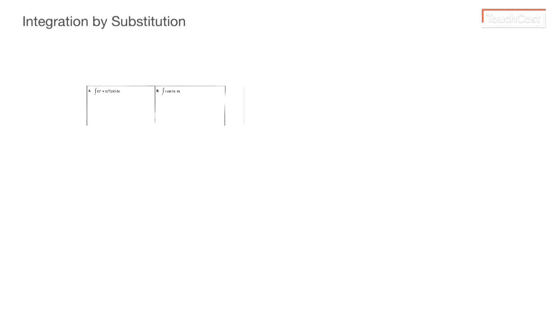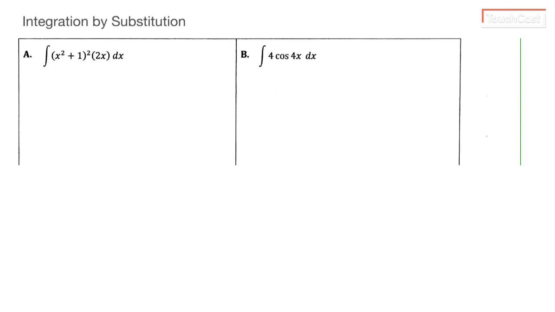So our first set of examples, A and B here. We're going to focus first on A. Now when I look at this problem, the integral of x squared plus 1 quantity squared times 2x dx, I'm going to say I know u can be whatever I have here in the parentheses, because if I take the derivative of x squared plus 1, if I find du, that's going to be 2x with respect to x.